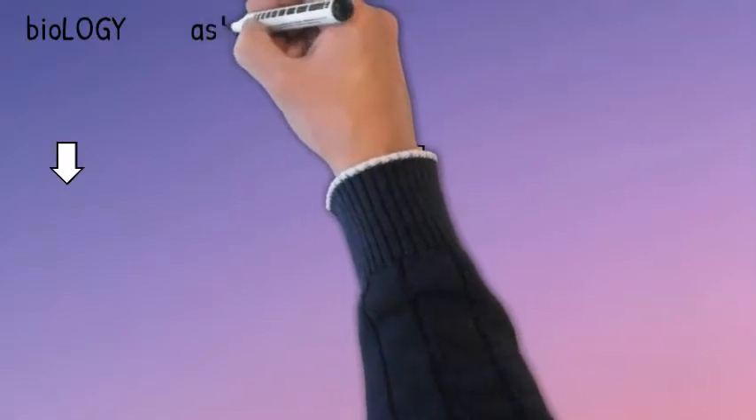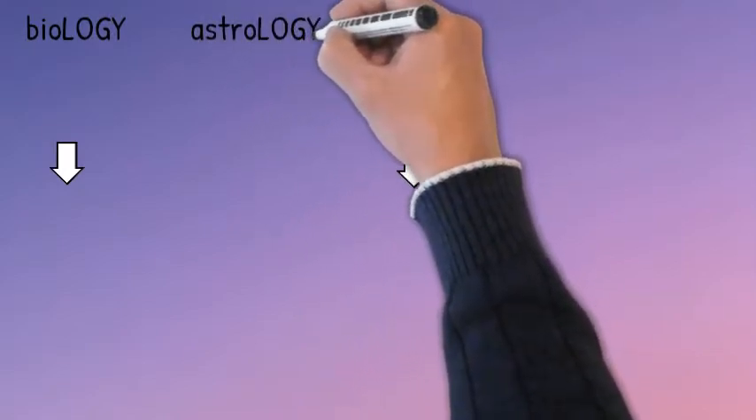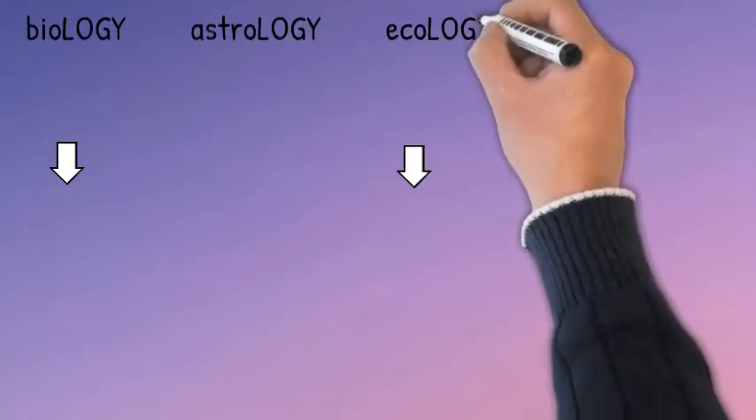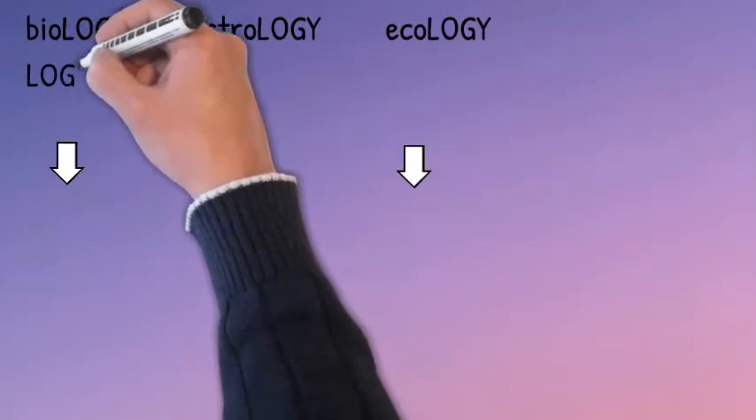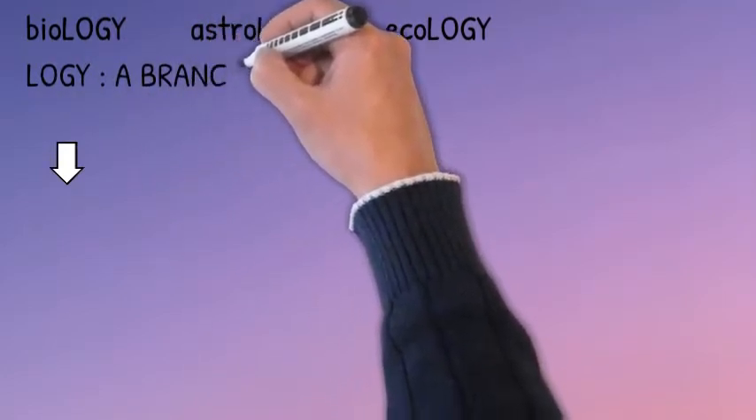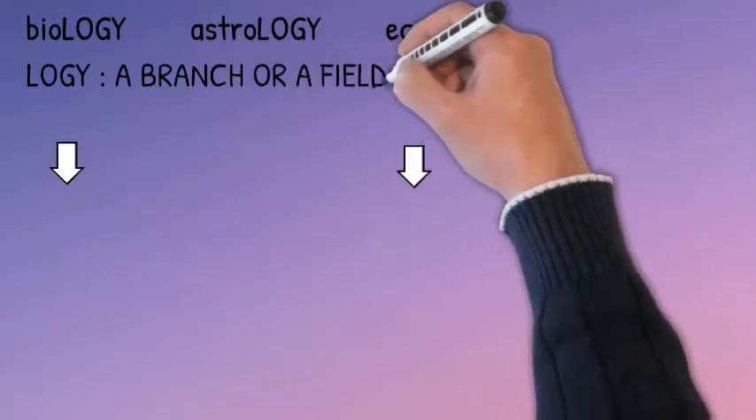Here we have three words: biology, astrology, and ecology. What's common among them? Yes, the suffix logy. And what does logy mean? Logy means a branch or a field of study.